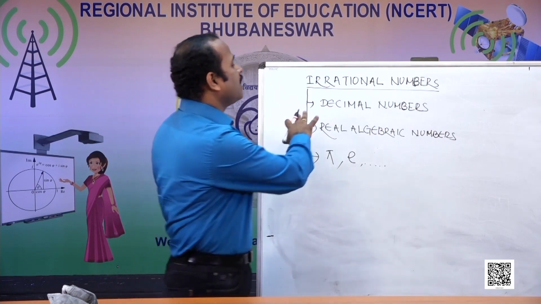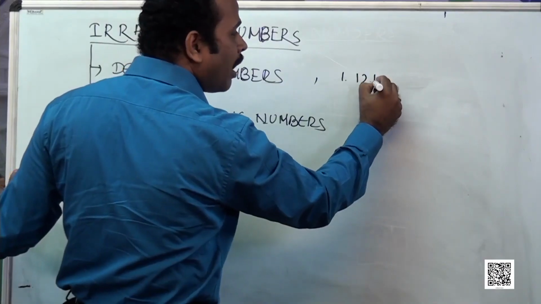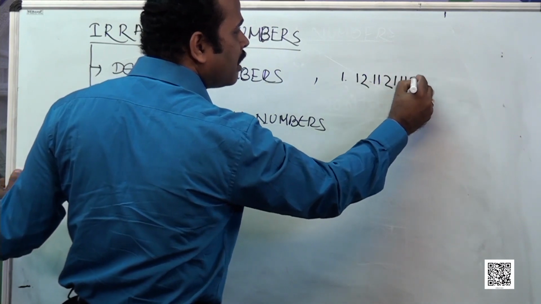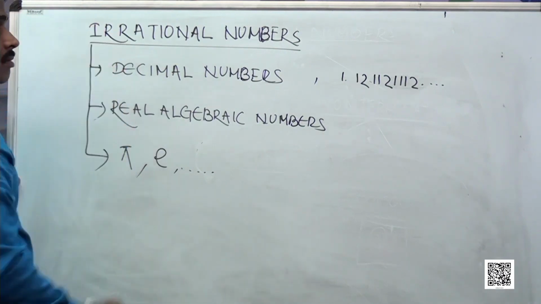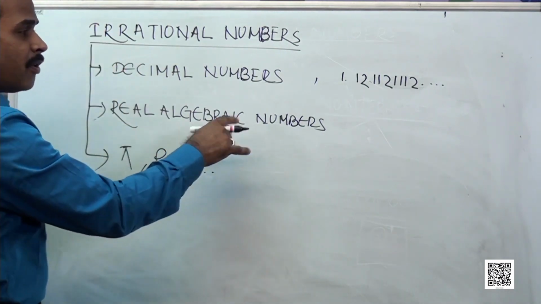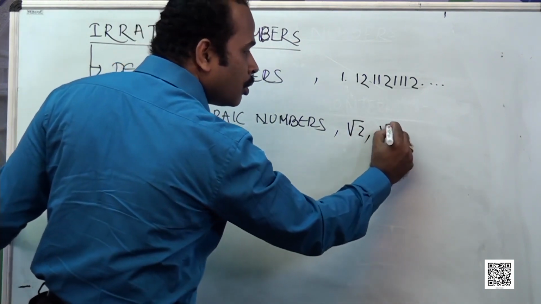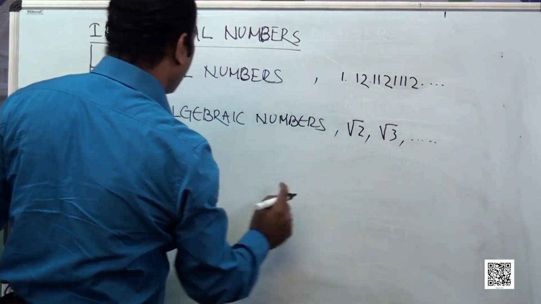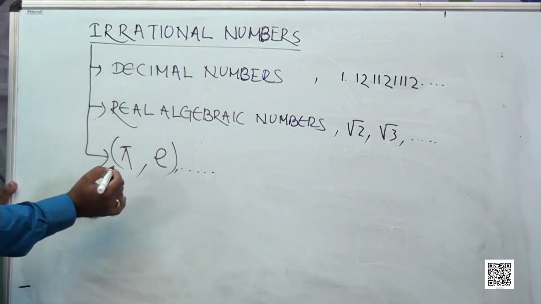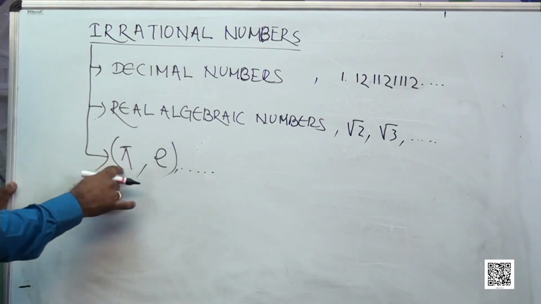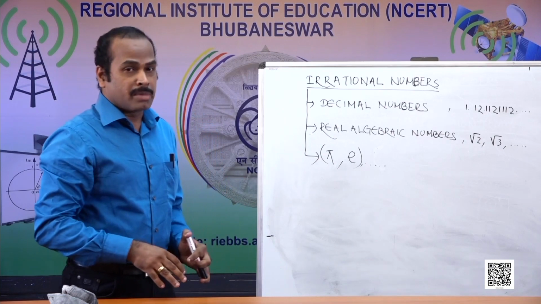So now what are the decimal numbers we have seen? Some decimal numbers: 1.12, 112, 1112 and so on. These types of numbers we can write as irrational numbers. Similarly, real algebraic form numbers are written as √2, then √3. Such types of numbers are real algebraic numbers, and these are transcendental numbers, written in symbolic form as pi, e, like this. So these are all about the irrational numbers.